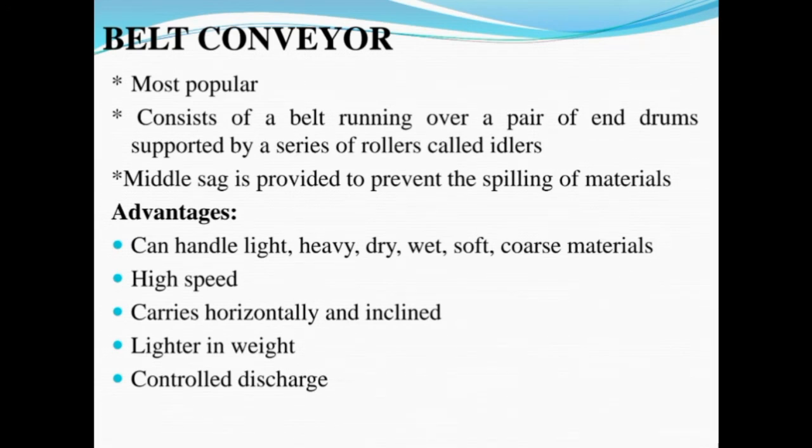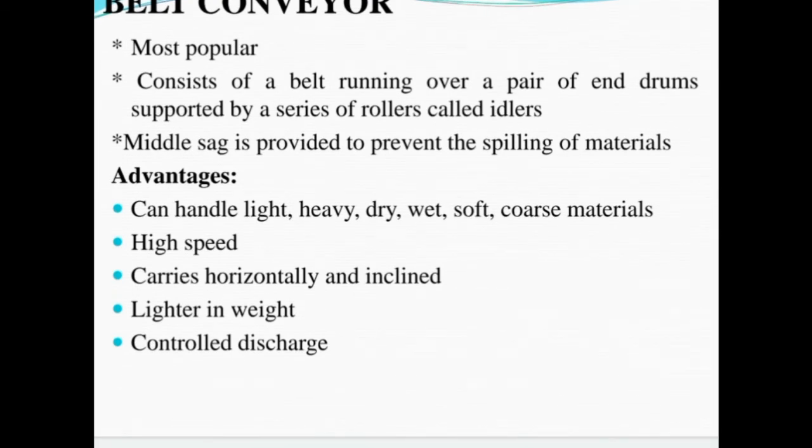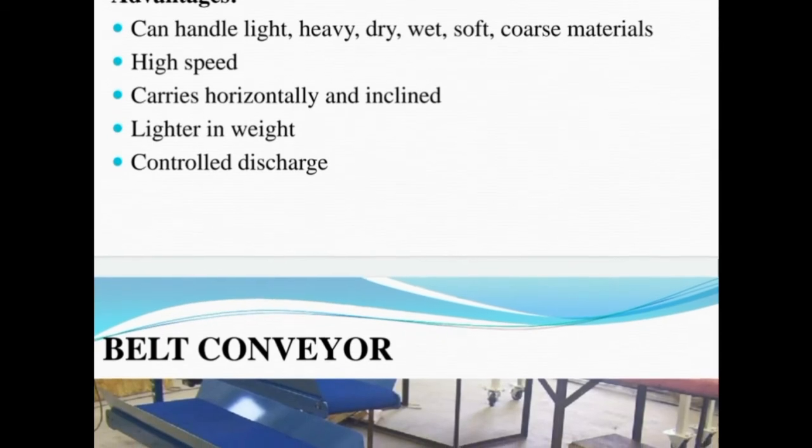Some of the advantages of belt conveyors are that they can handle light, heavy, dry as well as wet, soft as well as coarse materials. The speed of the belt conveyor is somewhat high compared to other types of conveyors, and they carry horizontal as well as inclined loads. Regarding weight, it's somewhat light compared to other types of conveyors, and the discharge is also controlled by using this type of conveyor.